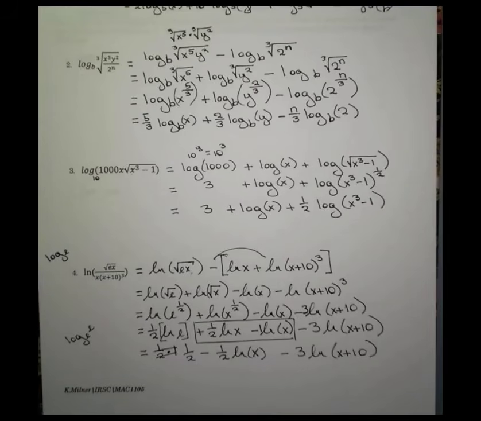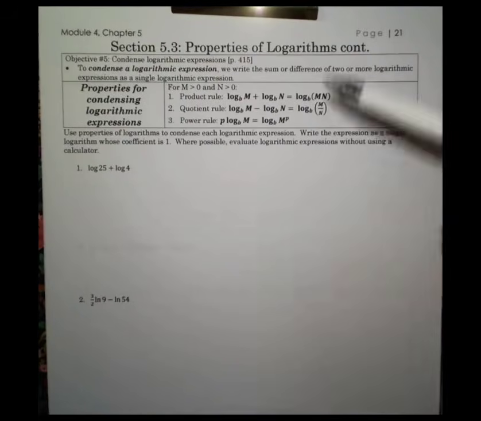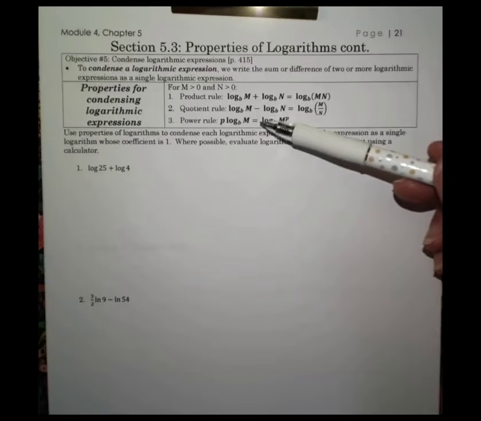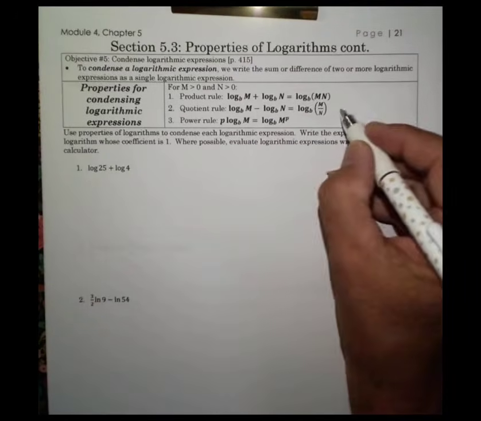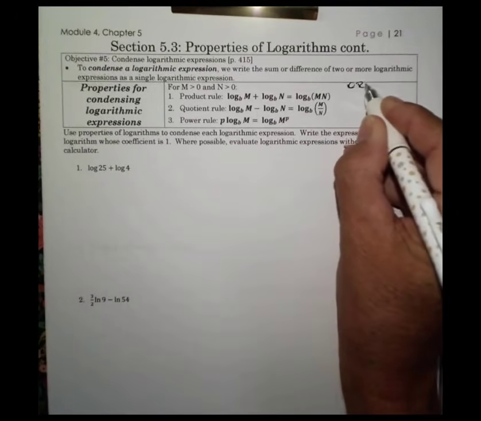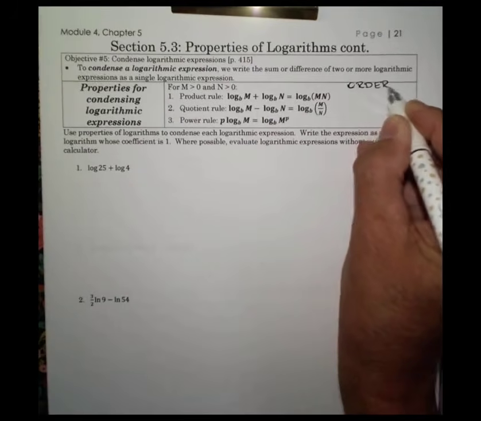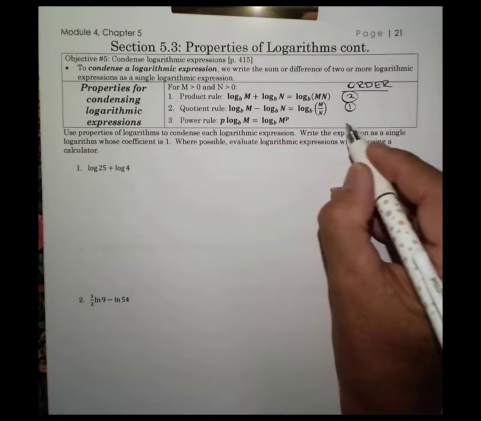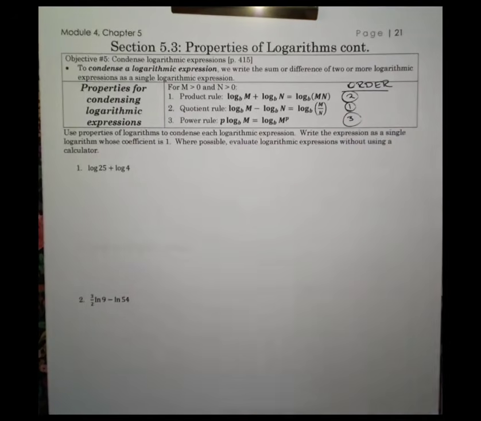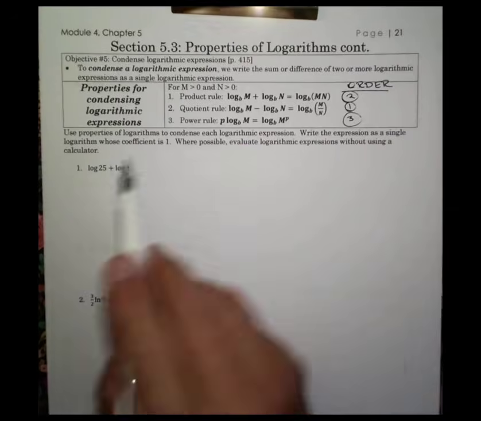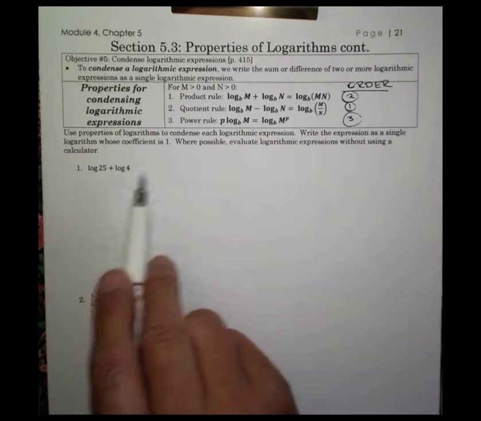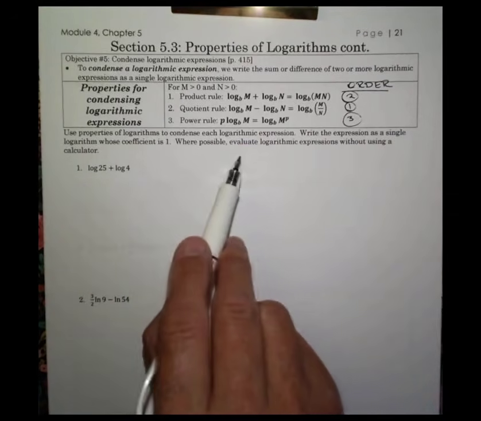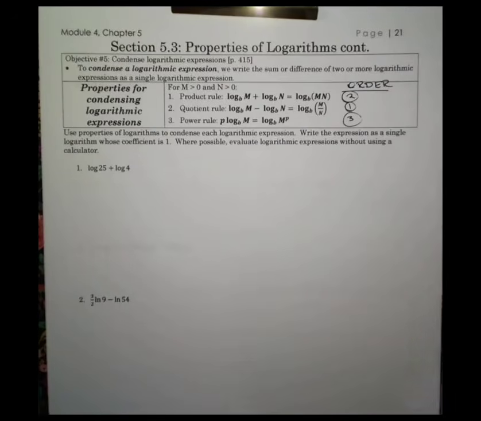is my answer. Now on this page, I've repeated the properties for condensing logarithms here, the product rule, the quotient rule, and the power rule. And if you're looking for the order of them, once again, you just keep in mind that the order of those is going to be quotient rule first, and then the product rule, and then the power rule, okay? Is the way you kind of work those. Now, I want to take these and actually condense them, and where possible, evaluate them without using the calculator.